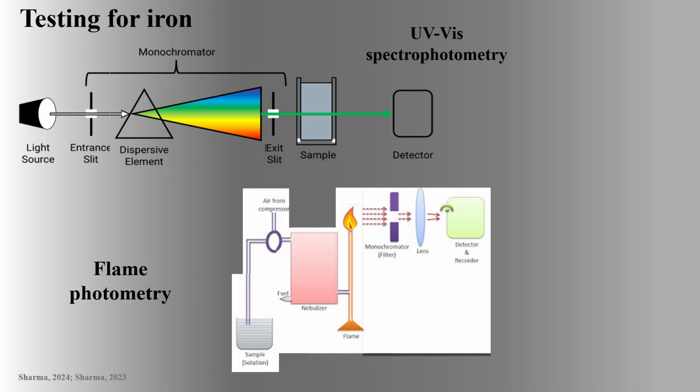The biggest difference of these two methods is in the UV vis, you can salvage your sample, and it is a small sample size. For flame photometry, you need a larger sample size, and it's a one-time use sample. So you have to be very careful in what you will be using it for.